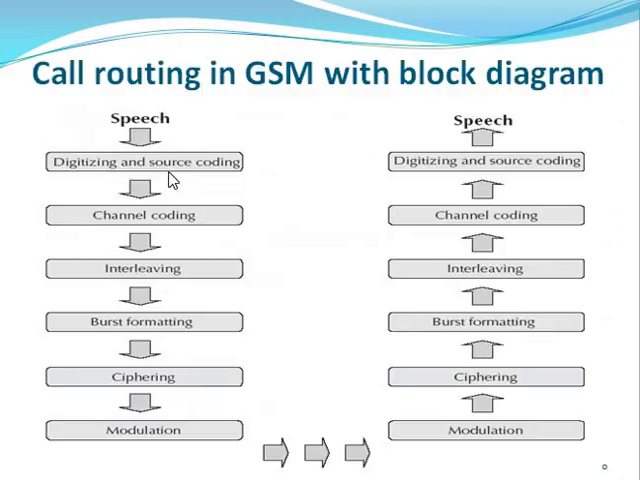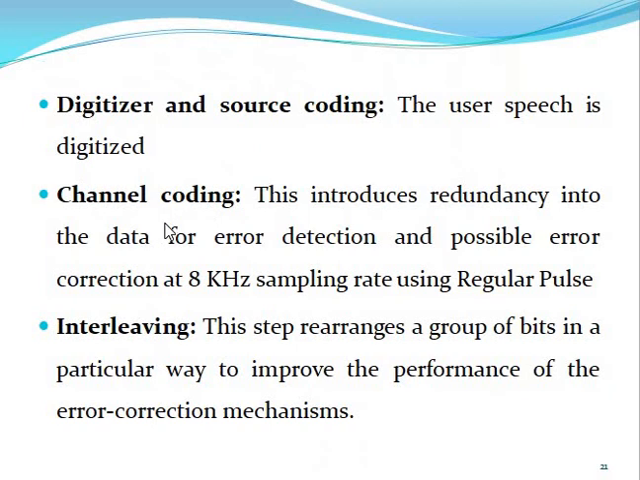Then after that we can show channel coding. So what is channel coding? It introduces redundancy into the data for error detection and possible correction, for the 8 kHz sampling rate using regular pulse. Channel coding is important because of the data rate, error correction, and error coding. It is a part of the channel. So if an error is detected, how can you handle it? That is channel coding.